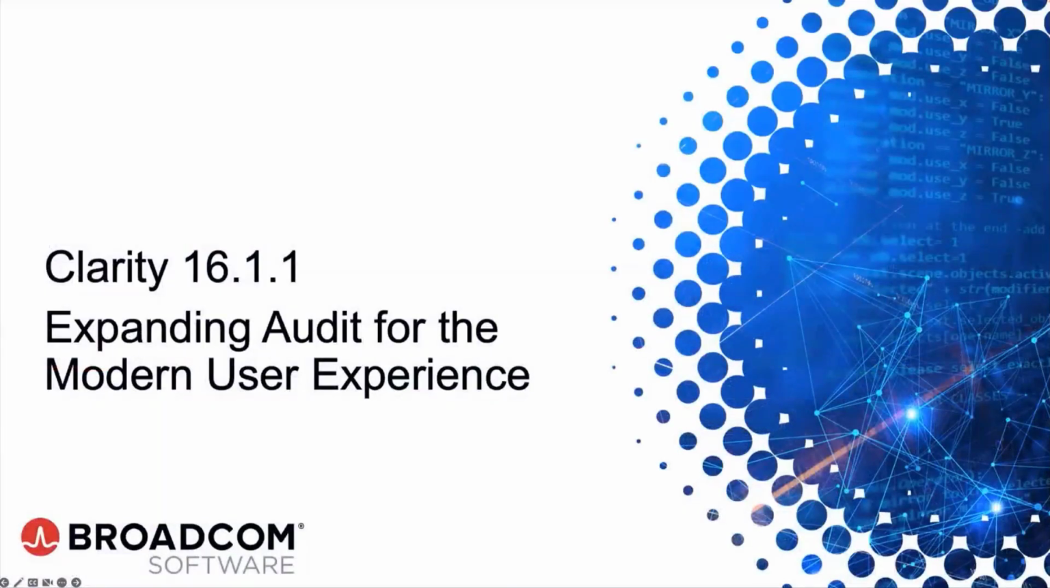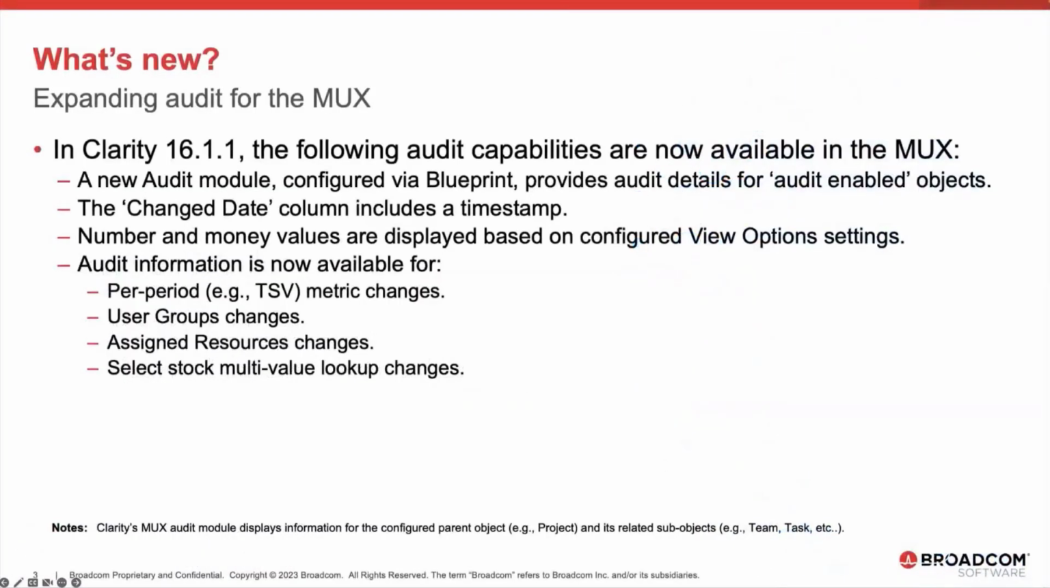In this section, we will review Clarity's expanding audit capabilities for the modern UX. So what's new? In this release, the expanded audit capabilities are now available in the modern UX. First up, Clarity is introducing a new audit module configured via Blueprint like all other modules, but this module provides audit details for all objects and attributes that are audit enabled.